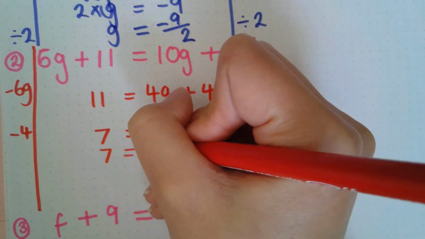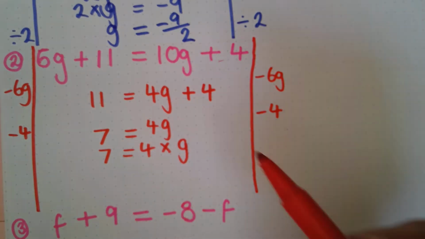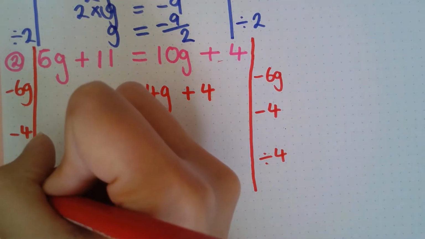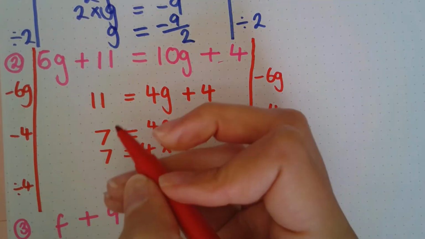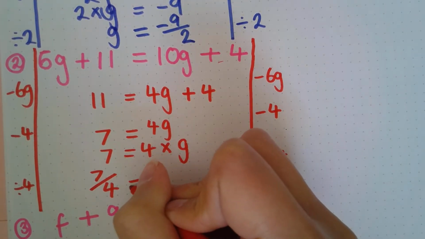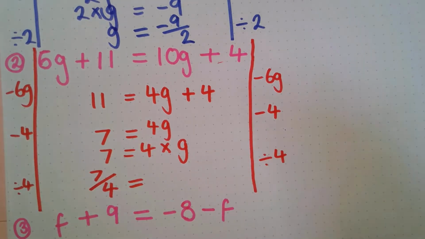Remember what 4G actually means. It means 4 times G. The opposite of times by 4 is divide by 4. So we're going to divide by 4 both sides. I can write 7 divided by 4 as just 7 over 4 equals times by 4, divide by 4. They cancel out and you're just left with G.